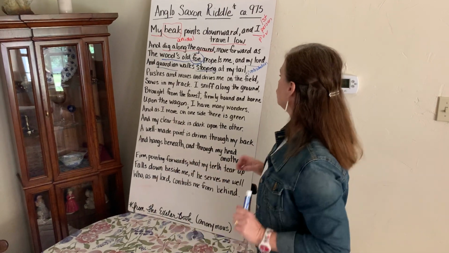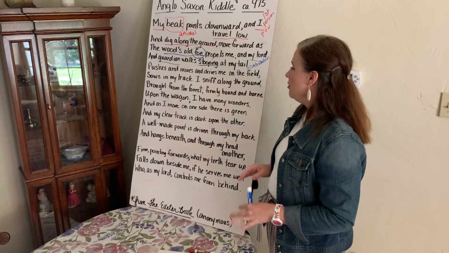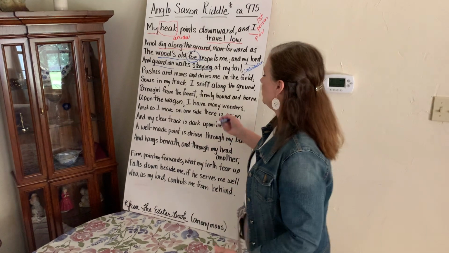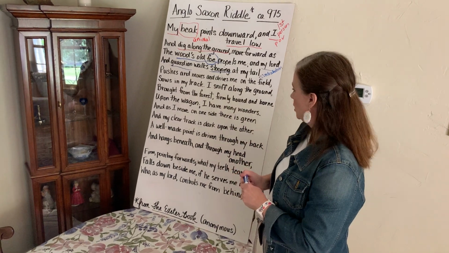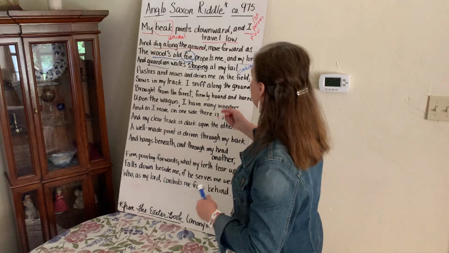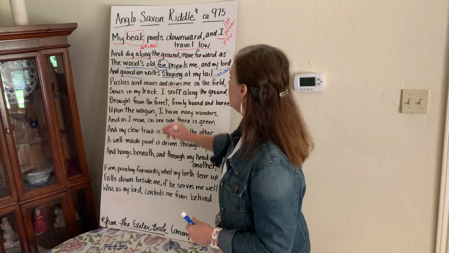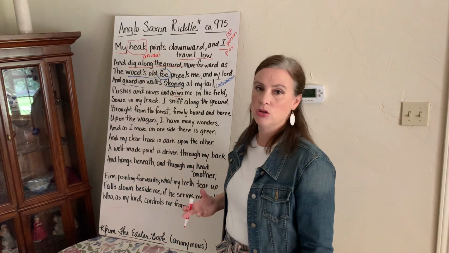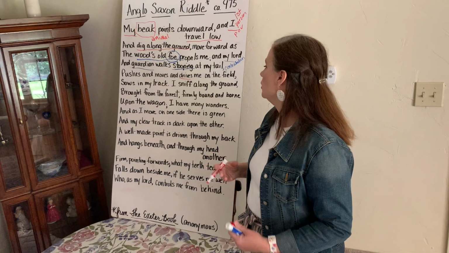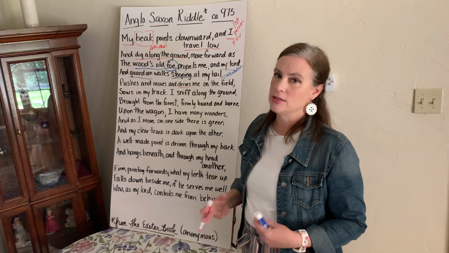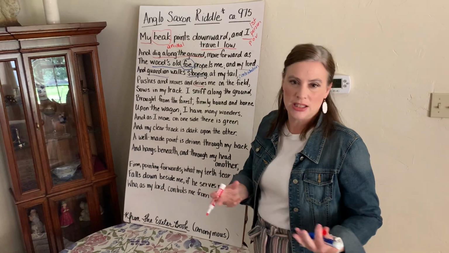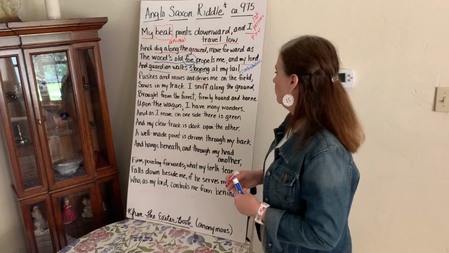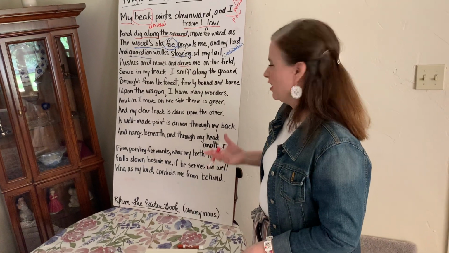Pushes and moves and drives me on the field. These are things, pushing and moving, that I can do to an inanimate object, and driving too, but there's also driving in the sense of driving an animal, driving a cow, driving a horse, making it move. So this plow kind of has some kind of agency or ability to move too. Sows in my track, it kind of gives it away there.